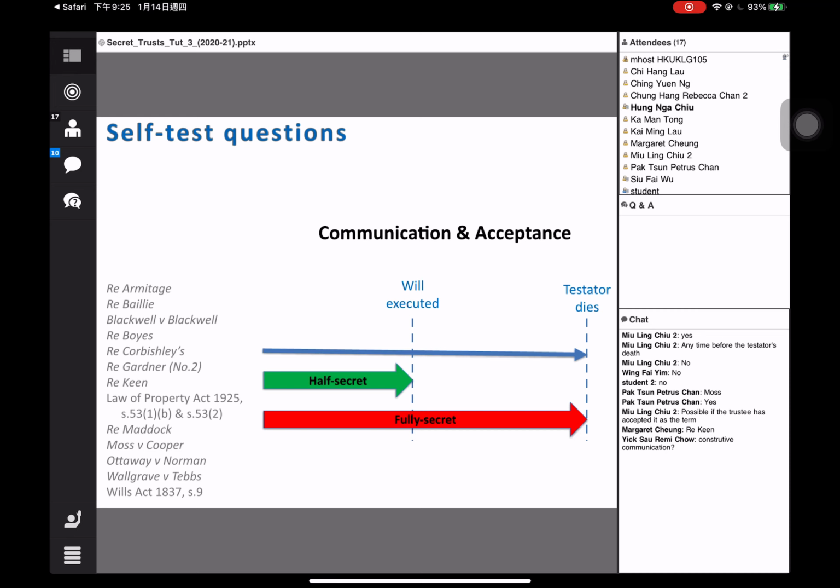But what about a secret trustee dying before the testator? Well, if a secret trustee dies before the testator, that depends on the type of trust we're dealing with. If we're dealing with a fully secret trust, then according to the case of Re Maddock, on the left-hand side of the screen there, the legacy will lapse and the property remains in the testator's estate. Simple as that.